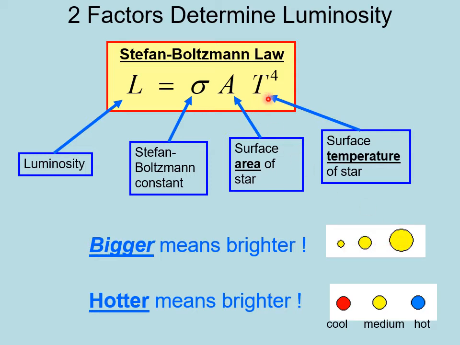Now the temperature also shows up here, and notice it's very sensitive to temperature because the temperature is raised to the 4th power. So what this tells us is that hotter stars are much brighter than cooler stars. So if we see 3 stars like this, a red, a yellow, and a blue. Well, remember in astronomy, red means the coolest star, and blue means the hottest star. So the brighter star here is going to be the blue one because of its higher temperature.